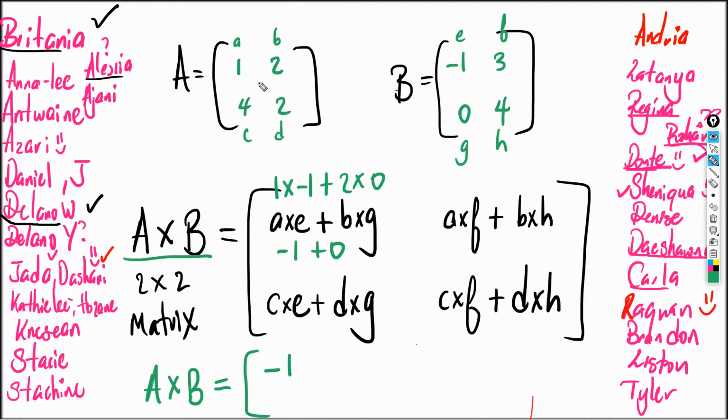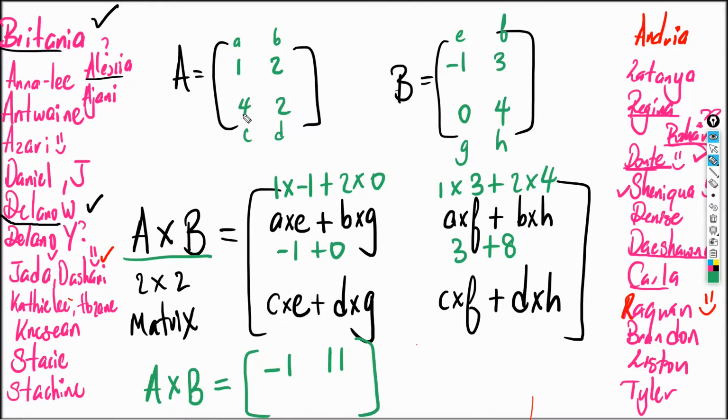For A times F now, A times F is 1 times, row by column, 1 times 3, and then B times H now, B is 2 times 4, right? Plus 2 times 4, and you're going to end up with 3 plus 8. 2 times 4 is 8, and you're going to end up with 11. Make sense? So A times B is -1 and 11 at the top.